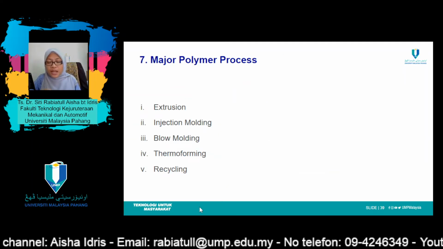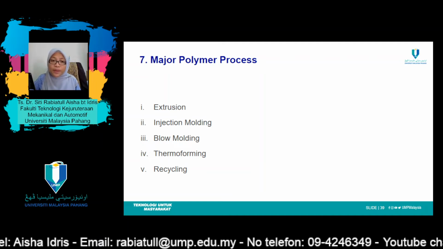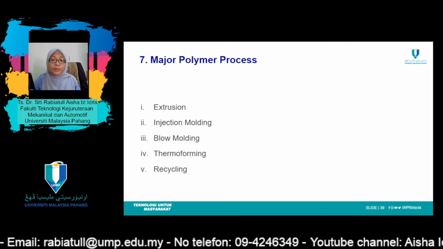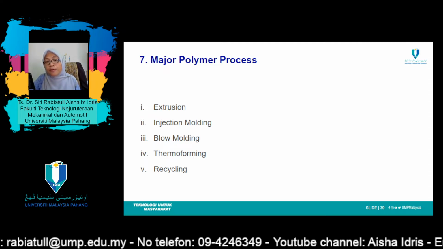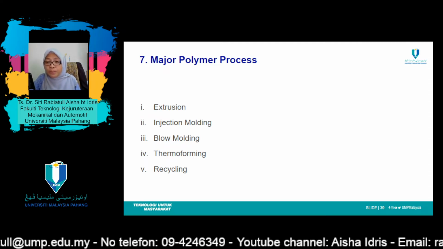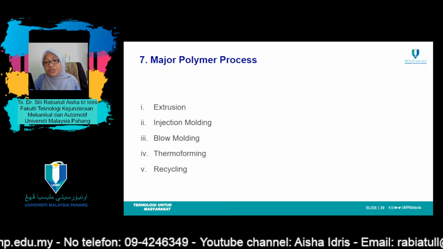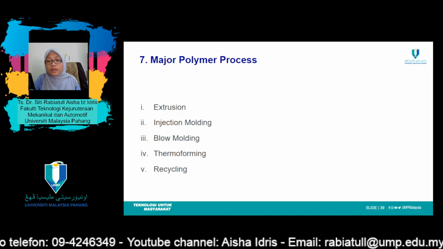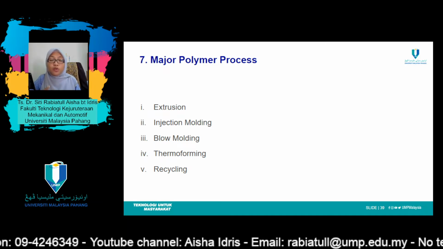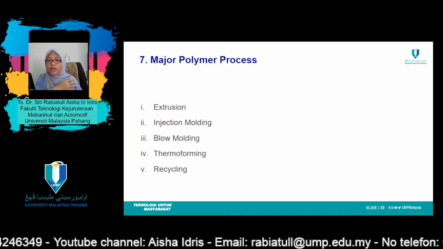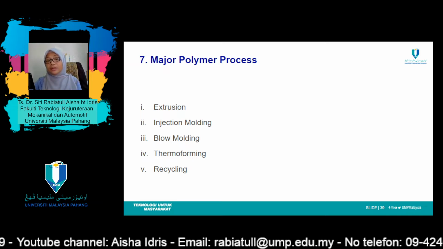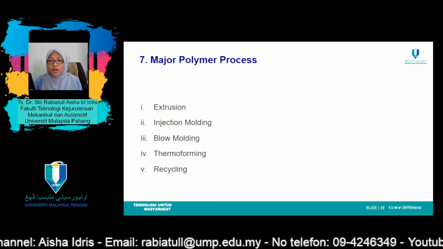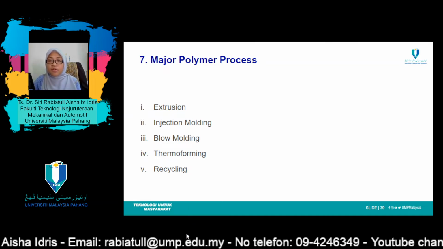Okay, last but not least for today's topic, we are going to look at how to process the polymers. There are several types of processing involved in producing polymers, like extrusion, injection, blow molding, thermoforming, as well as recycling. I think the most common that you may find is recycling, because it is very easy to use compared to other types of process.